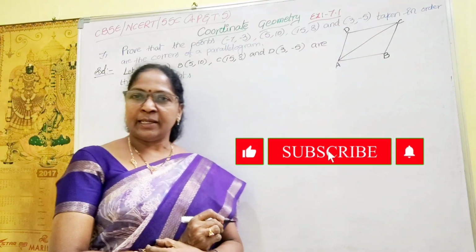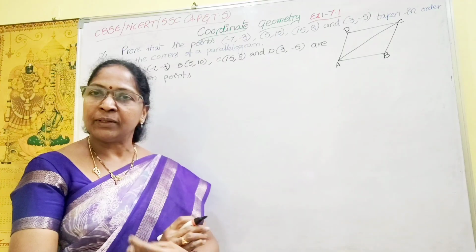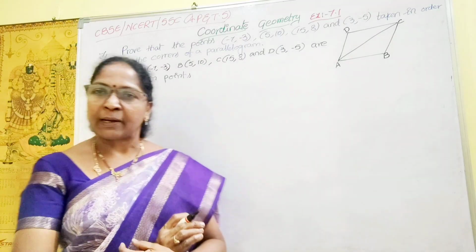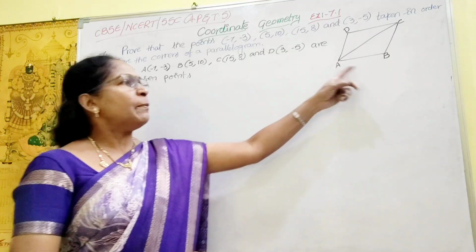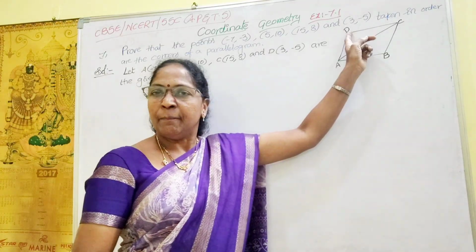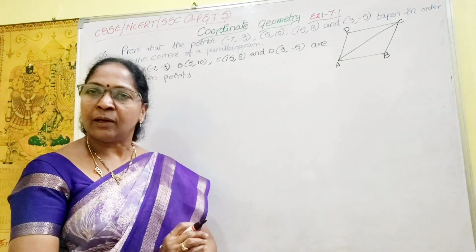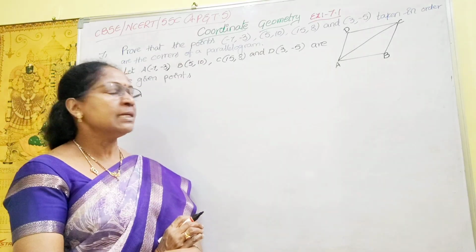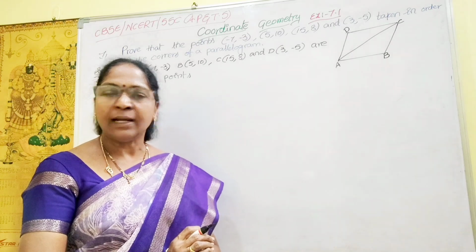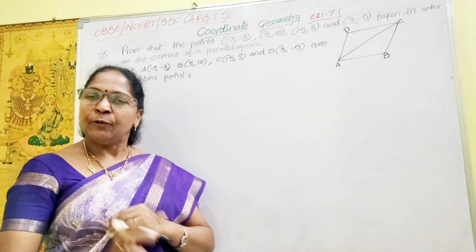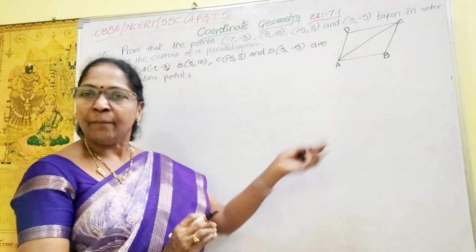How can you say? Before proving that the points are the corners of a parallelogram, let us recall the concept: what is a parallelogram and what are its properties. ABCD is a parallelogram. It is a four-sided closed figure. What is the property of a parallelogram? If the opposite sides are equal, then we can say that it is a parallelogram. Two pairs of opposite sides are parallel, then only we can say that it is a parallelogram.